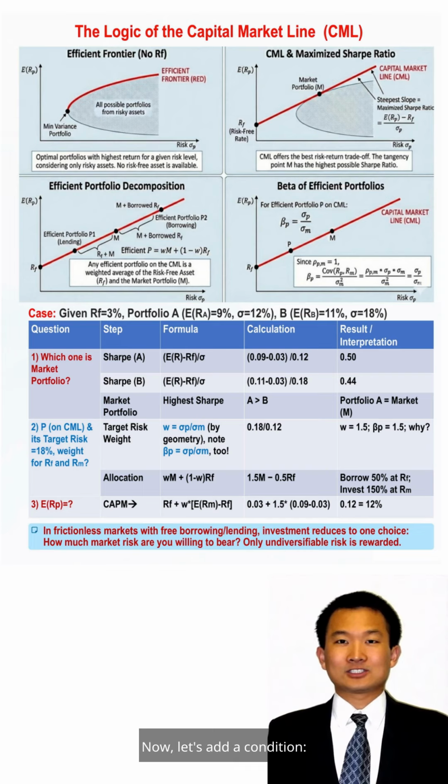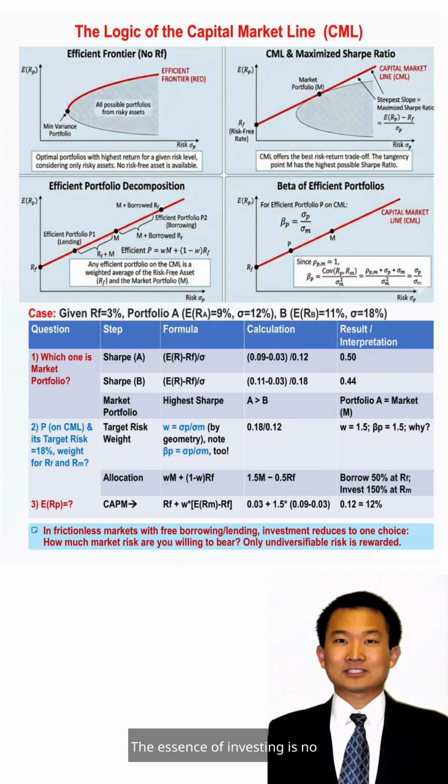Now, let's add a condition. Investors can freely borrow or lend money at the risk-free rate, such as through government bonds. A key change occurs. All optimal portfolios, that is, those with the highest return for a given level of risk, now fall in a straight line called the capital market line, CML. Any efficient portfolio is simply a weighted average of the risk-free asset and the market portfolio.